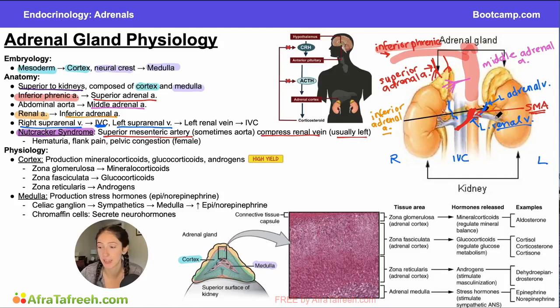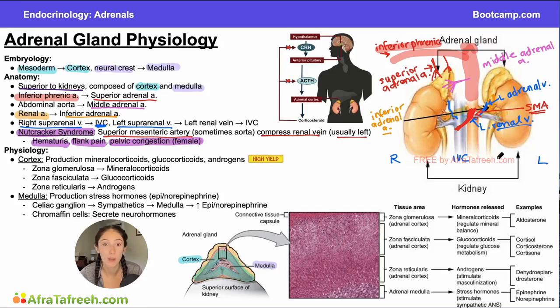If this left renal vein is the one that is crossing over the aorta, it is the one that is most likely to get sandwiched, and as it gets sandwiched and compressed, the left renal vein is no longer able to drain the kidney, and this can lead to blood buildup in the kidney that can present with symptoms such as hematuria or flank pain. Certainly it can be painful if you're not getting enough venous drainage of your kidney, as well as pelvic congestion, usually in a female patient.